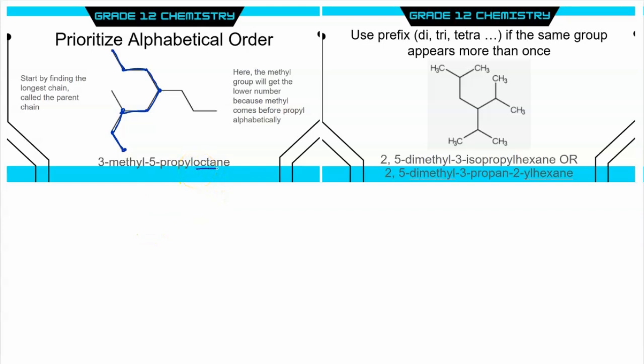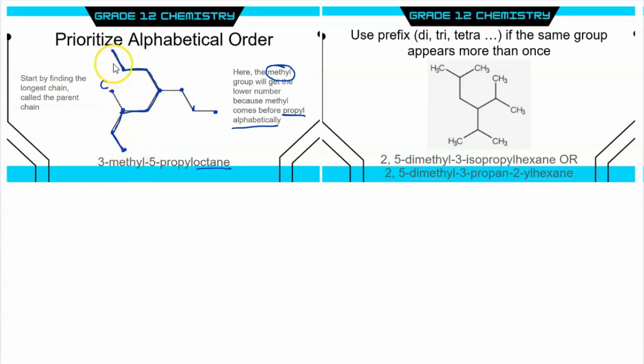So our parent chain is octane. Now we can see this is a single carbon group. So here we have a methyl group. And over here we have 1, 2, 3. We have a propyl group. So when we're naming this, who's going to get priority? We're going to give a methyl group the priority because it comes first alphabetically. So M comes before P in the alphabet. So when we're numbering our longest chain, we're going to try to give methyl the smallest number it can have.